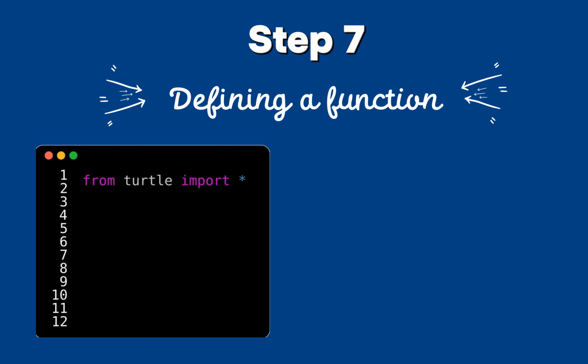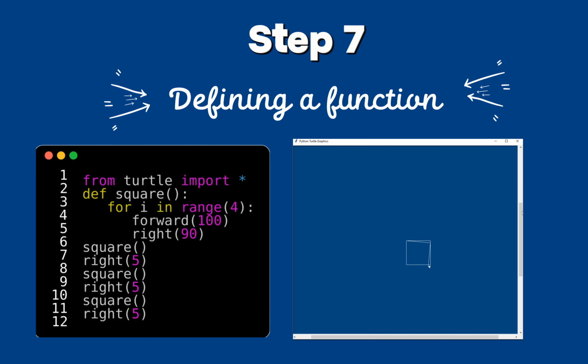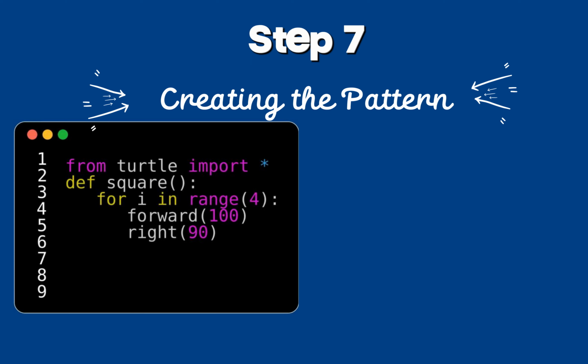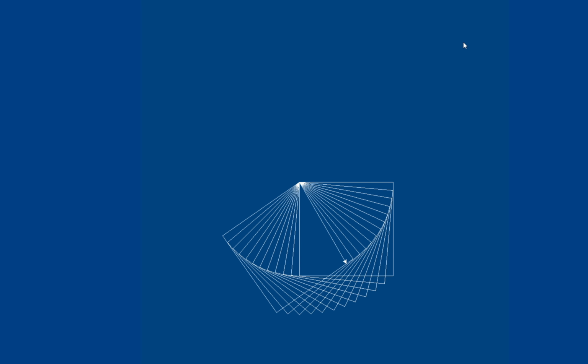But to create a pattern, we need multiple squares, each aligned 5 degrees right to its subsequent one. Therefore, we will define a function square, and then the for loop that creates the square. This way, a square is created whenever we call the function by typing in square. Now we will again create a loop to align squares 5 degrees right to each other. For j in range 72, square, right 5. Now once you run this code, you will see this wonderful pattern created on your screen only by using squares.